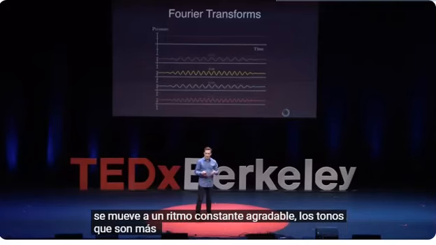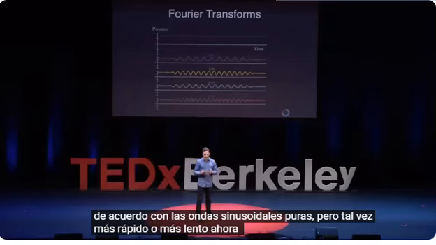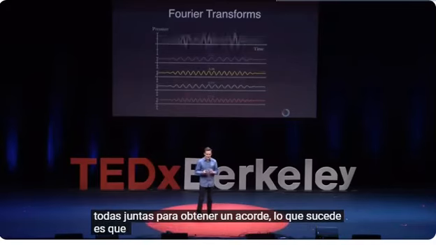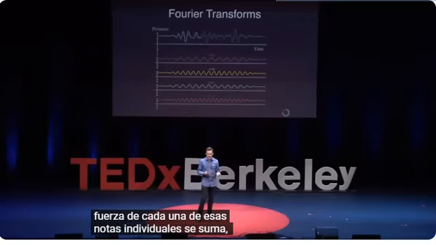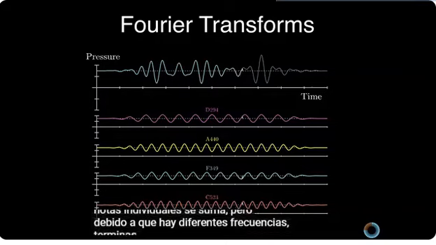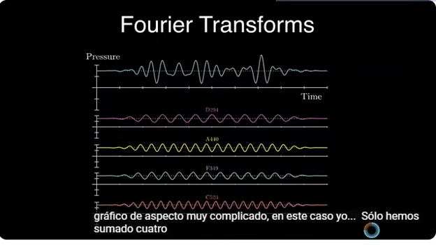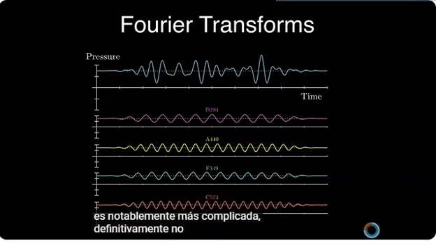Pitches that are higher or lower also wiggle according to pure sine waves, but maybe faster or slower. Now, when you play them all together to get a chord, what happens is that at each point in time, the strength of each of those individual notes is getting added together. But because they're at different frequencies, you end up with this very complicated looking graph. In this case, I've only added together 4 different frequencies, but the one at the top, it's notably more complicated. It's definitely not a clean sine wave.